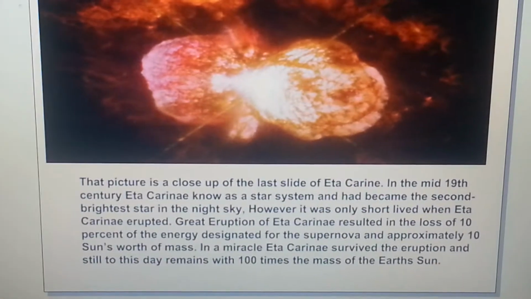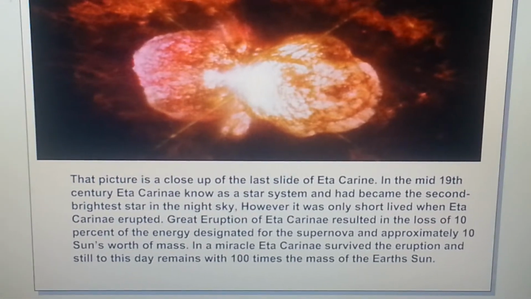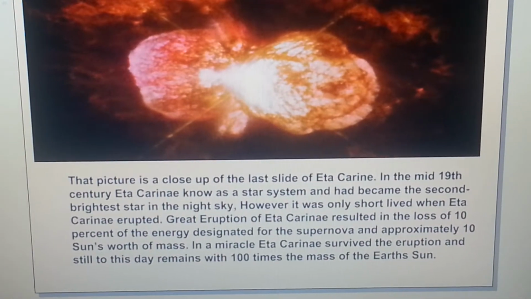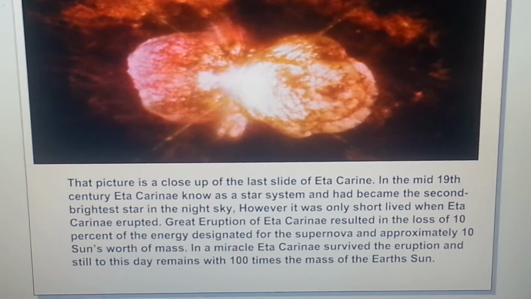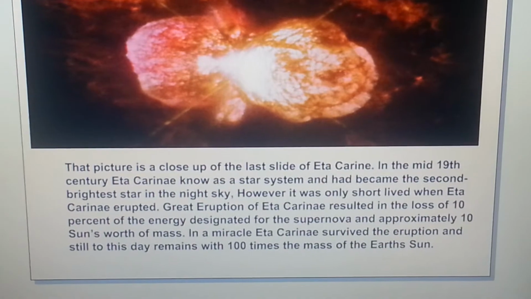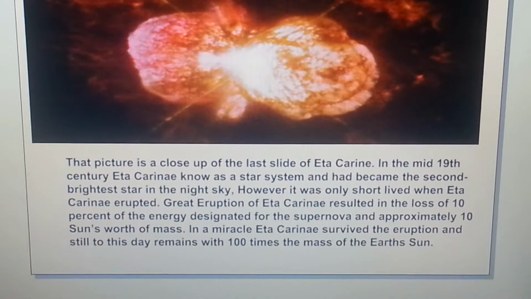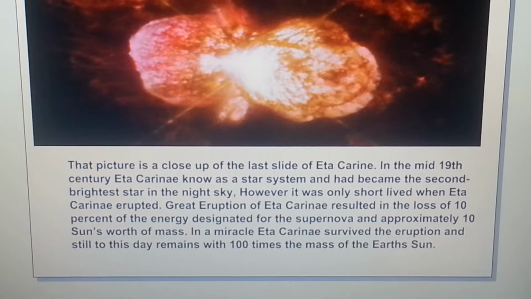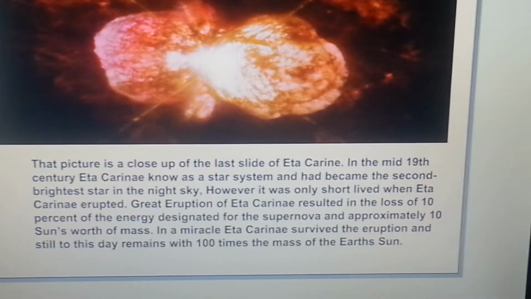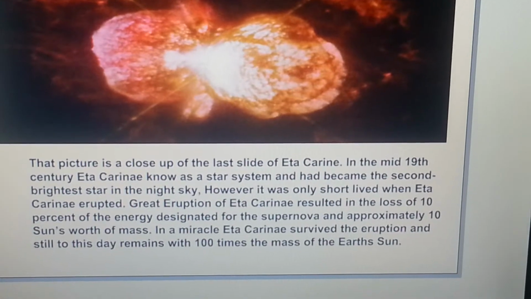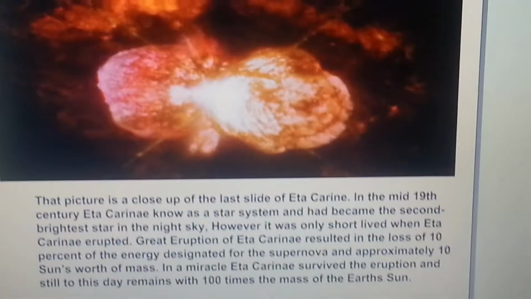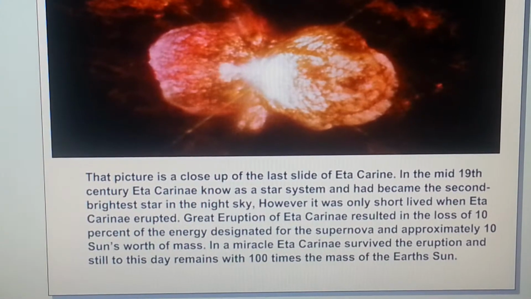Okay, this picture was a close-up of Eta Carinae. In the 19th century it had become the second brightest star in the night sky. However, it was short-lived. It erupted soon after, and it lost about 10 times the mass of the sun. It is a miracle it actually survived this eruption, and it still remains today 100 times the mass of the sun. That's how I know anything is possible.